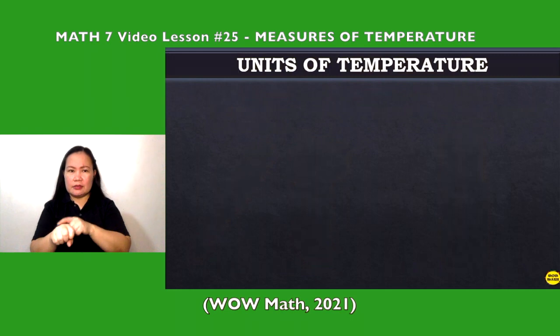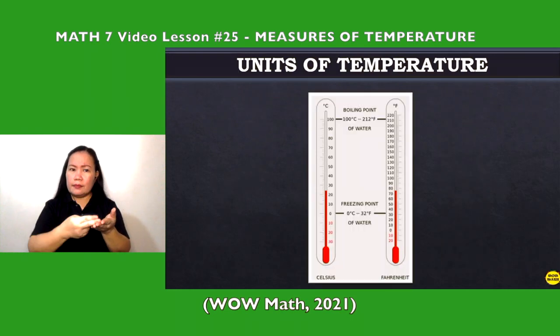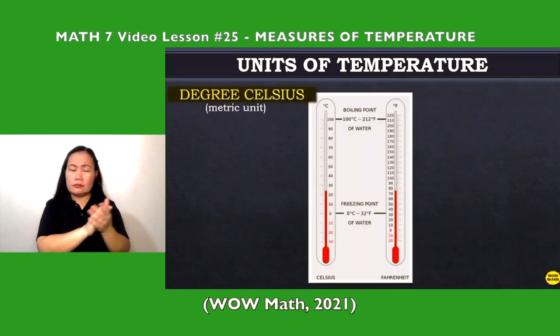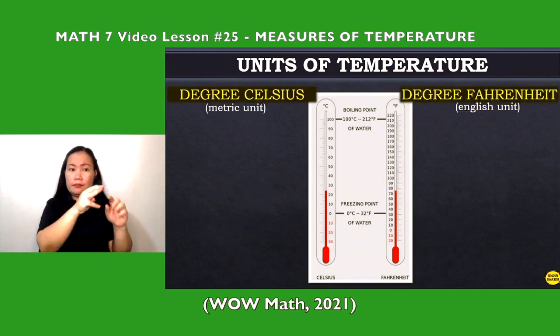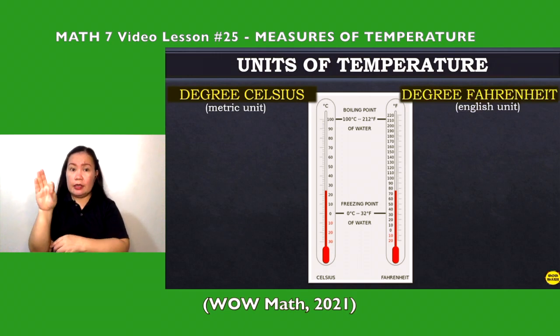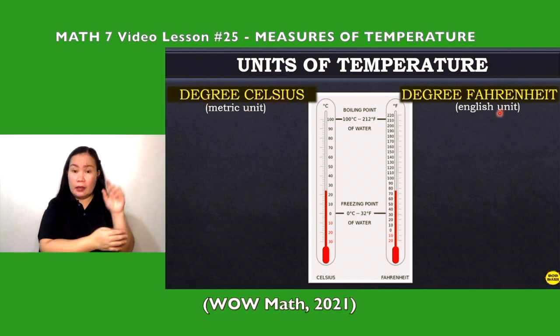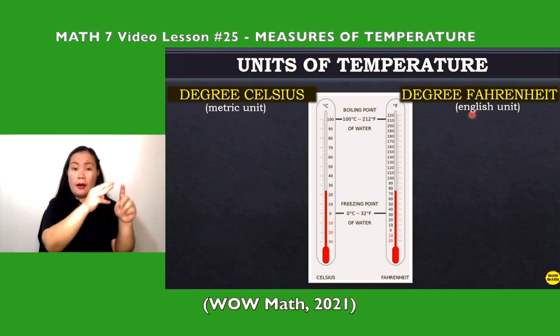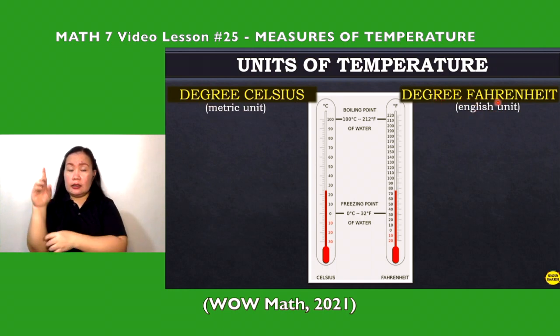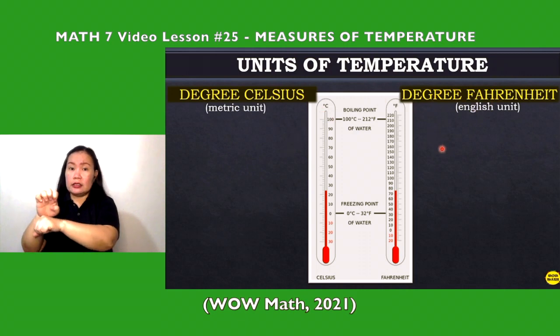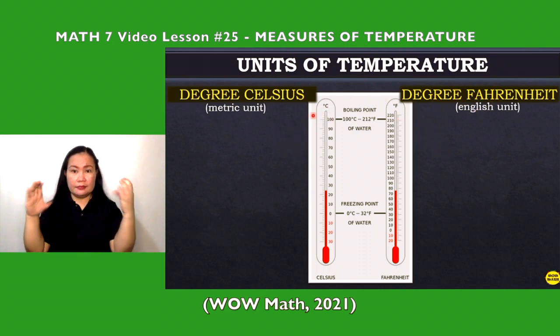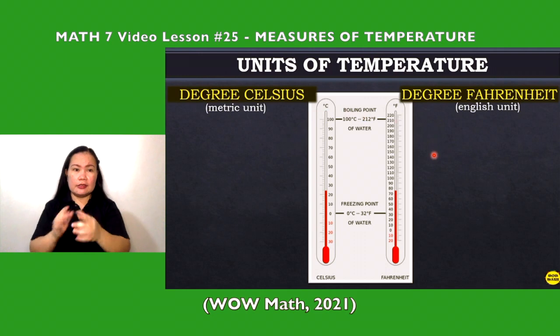Next. So, what are the units of temperature? We have the degree Celsius, which is the unit in the metric system, and the degree Fahrenheit, which is the unit in the English system. So, ito po ang unit natin sa metric system, degree Celsius, while this one is our unit in the English system, which is the degree Fahrenheit. Okay? So, isa-isahin natin. Let us compare these two. Ano nga ba ang pagkakaiba nilang dalawa?